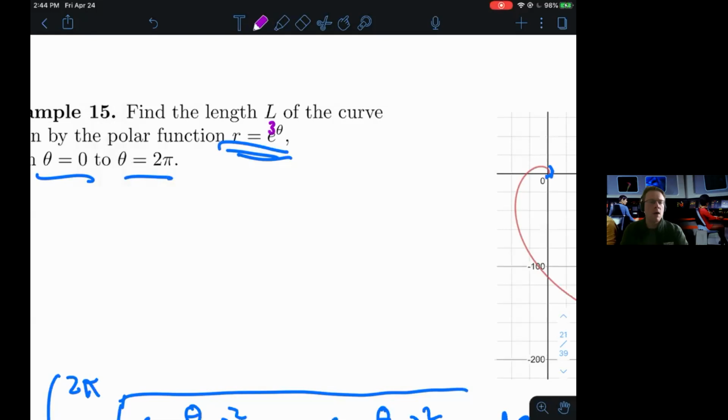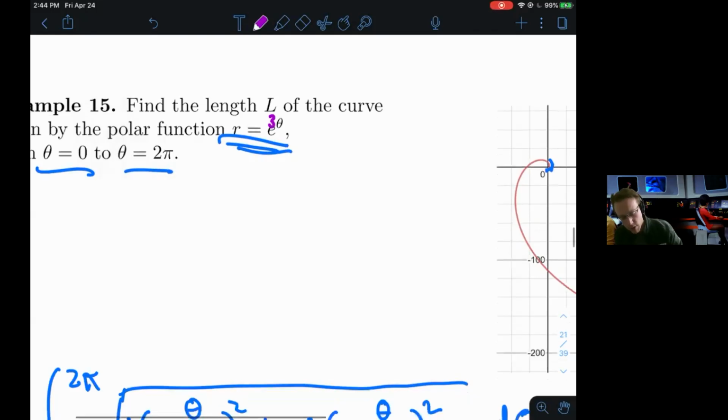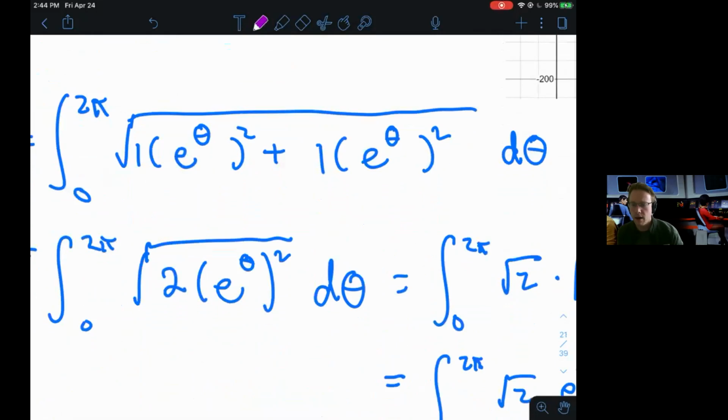Remember, for the polar arc length, you need to take the radius and square it, so we'd have r squared, and then take the derivative of r and square that. The derivative of e to the 3 theta has this extra 3, because you have to apply the chain rule. I left these things separate, so this would still have 1, and here you're going to have 3, and you need to square that. When you square 3, you get 9.